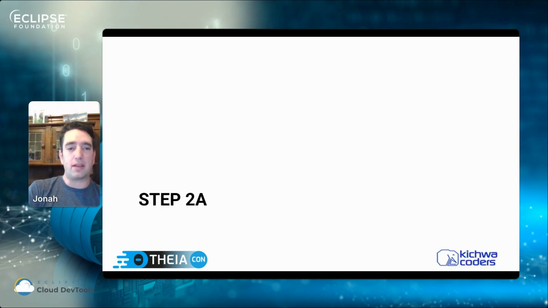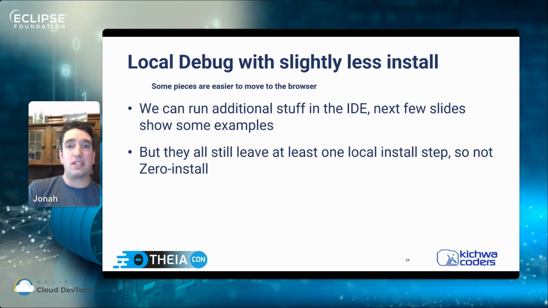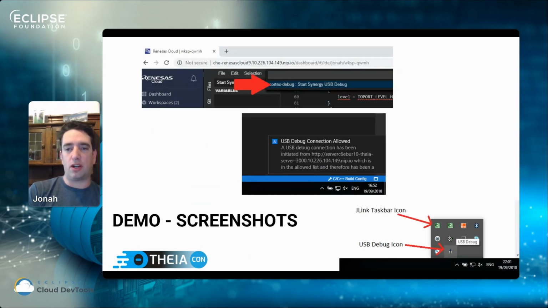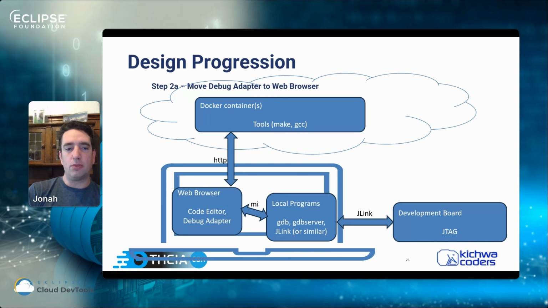So, kind of a sub-step here. Let's just install less on the machine and put more into the browser. And I'm going to go through some examples of this. These are less install. We're not at zero install yet, but we're progressing in the right direction. So, for example, the first one we're going to move is the debug adapter. So instead of speaking the debug adapter protocol from the browser to the local machine, now you can speak MI.